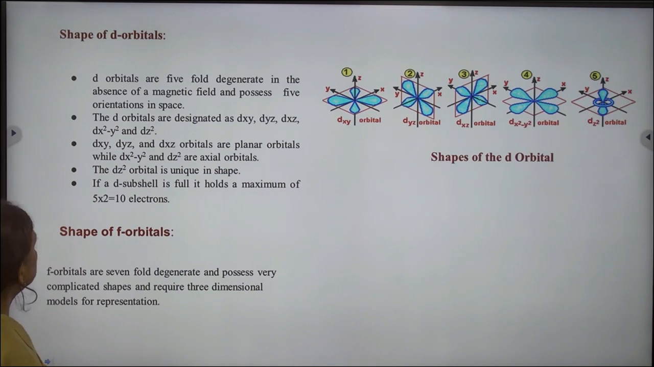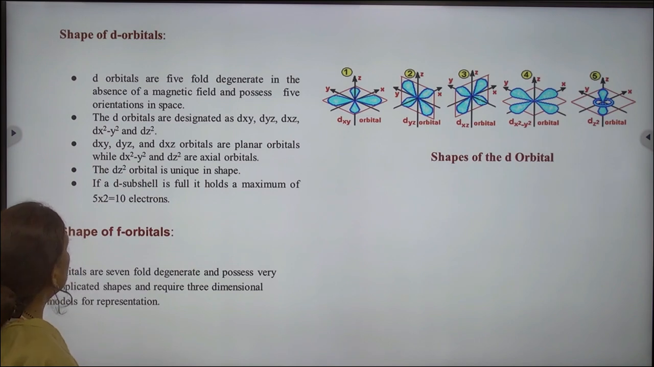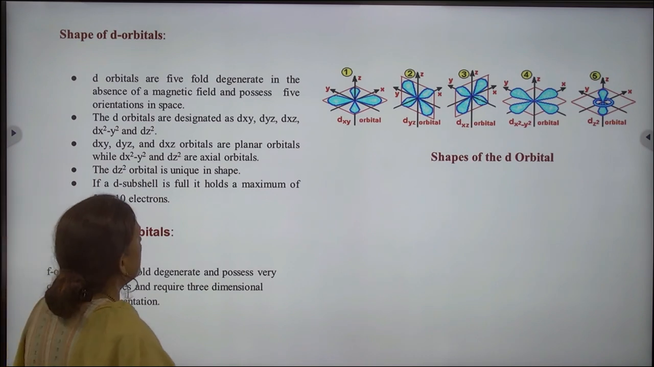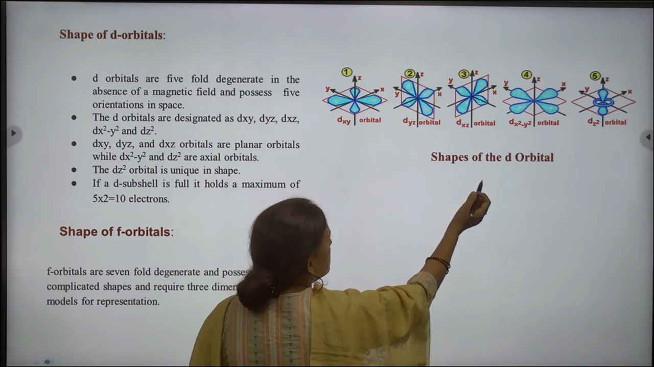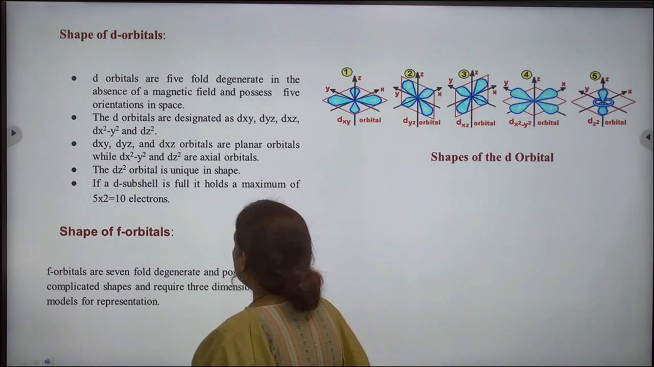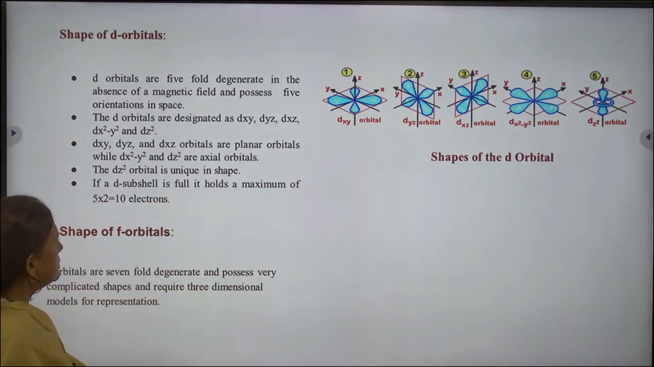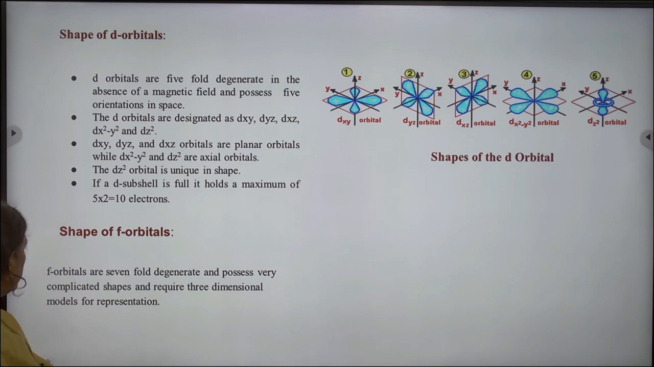Shape of d orbitals. D orbitals are five-fold degenerate in the absence of a magnetic field and possess five orientations in space. The d orbitals are designated as dxy, dyz, dxz, dx² minus y² and dz². Dxy, dyz and dxz orbitals are planar orbitals, while dx² minus y² and dz² are axial orbitals. The dz² orbital is unique in shape. If a d subshell is full, it holds a maximum of 10 electrons. Shape of f orbitals. F orbitals are 7-fold degenerate and possess very complicated shape and require a three-dimensional model for representation.